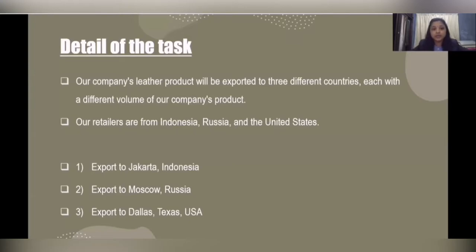The third export is to Dallas, Texas, USA. Our company will export about 25,000 meters of leather to our retailer, American Leather Co. To export our products to the United States, our company will use sea freight shipping. CJ Logistics will transfer the goods from Shah Alam to Port Klang. DHL Logistics, our freight logistics partner, will send the products to the United States, and after they arrive, DHL Logistics will transport the goods from the port to our retailer's location in Dallas, Texas, using their truck.